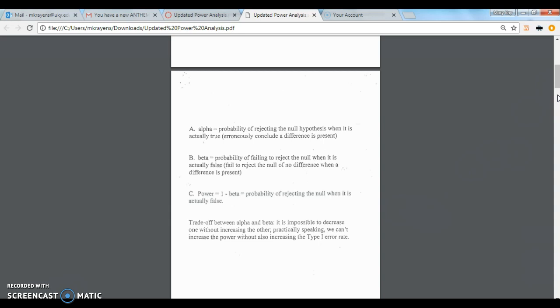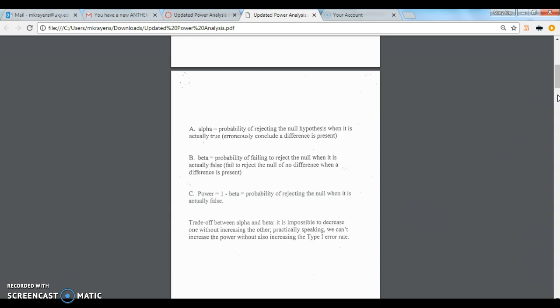So there's a trade-off between alpha and beta. It's impossible to increase one without decreasing the other. So we can't increase the power without also increasing the type 1 error rate. And I'll just give you a little background example of that.